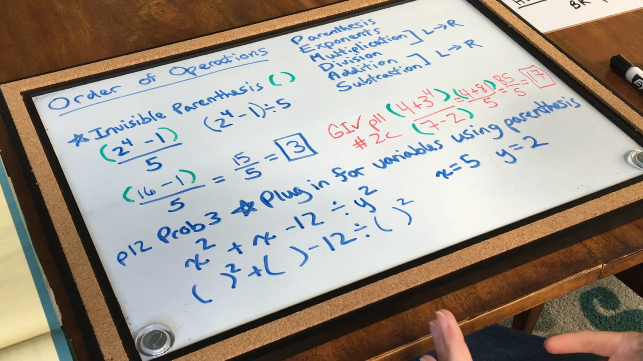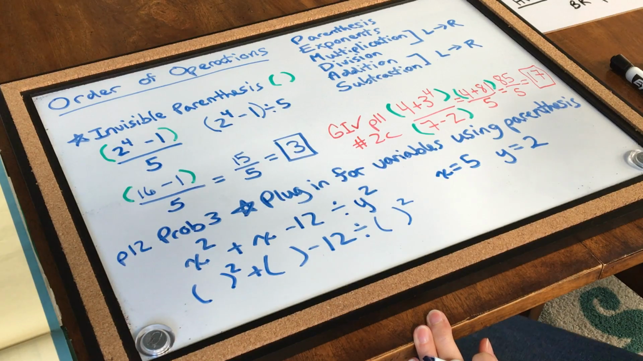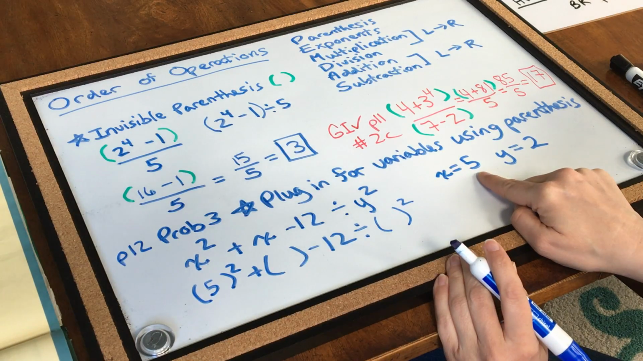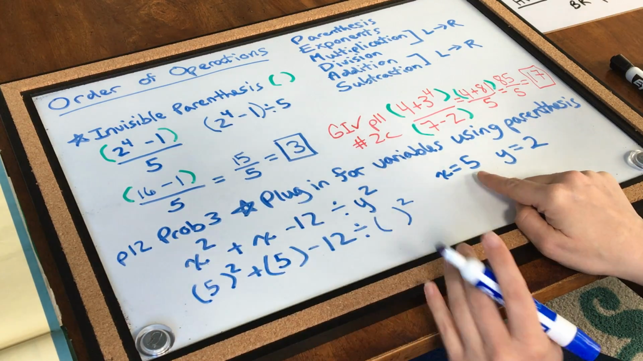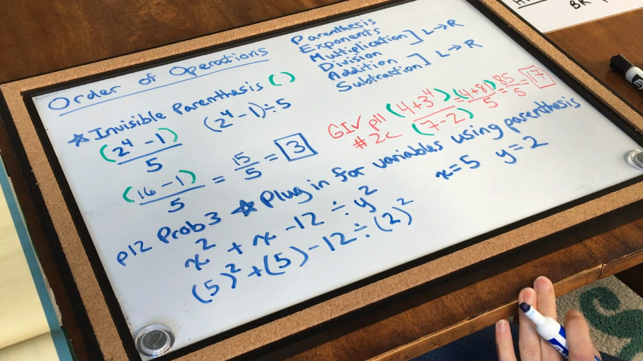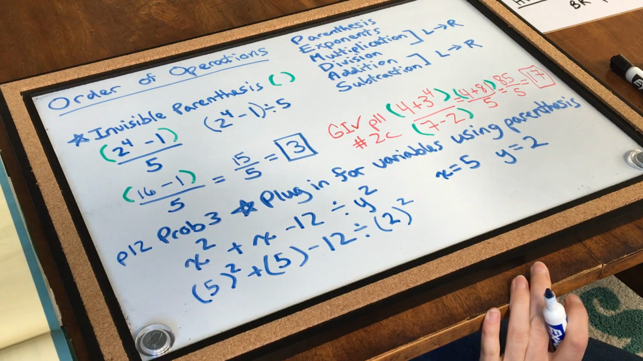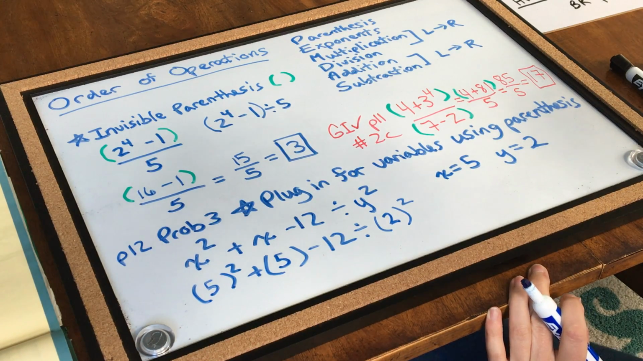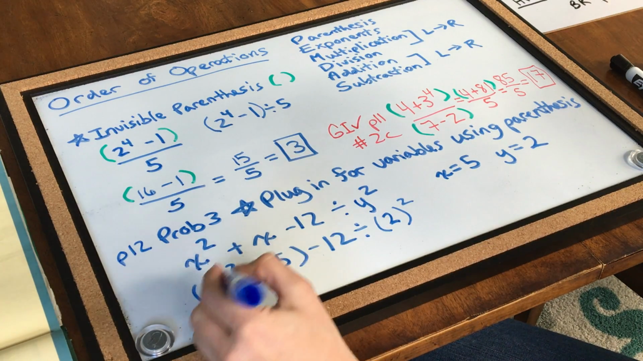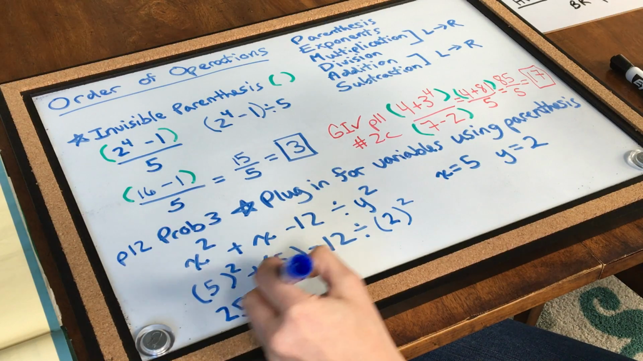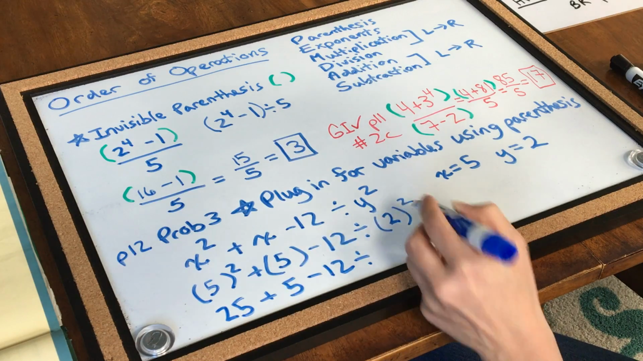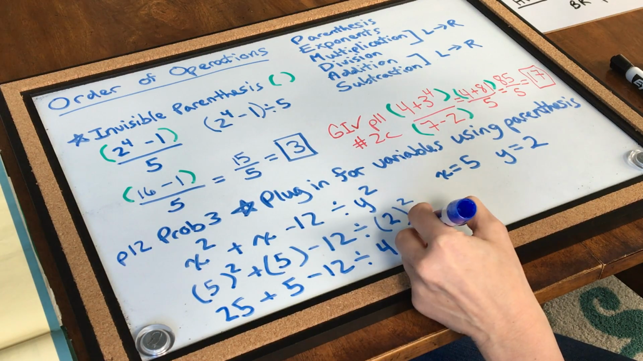Now I'm going to actually plug in and evaluate the expression. I would plug in 5 for x, and 5 for x here. And then over here I have y, so I'm going to plug in my y equals 2. Now I can actually finish the problem. So first up, I should do my exponents. This 5 squared would give me 25. I'm just going to bring down my plus 5, minus 12, and 2 squared is 4.